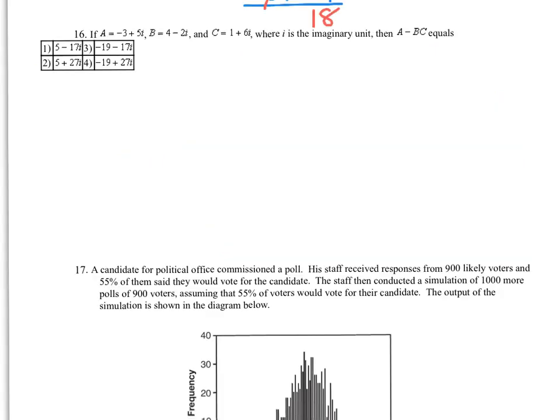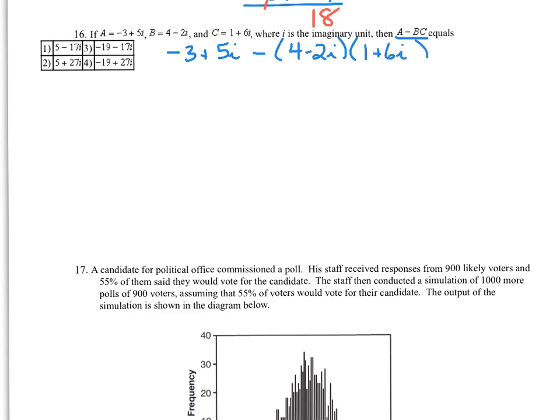All right, so notice that what they want us to do is a minus bc. So a is negative 3 plus 5i, minus b, which is 4 minus 2i, multiplied by c, which is 1 plus 6i.